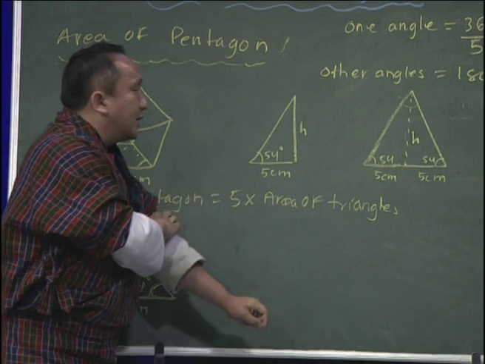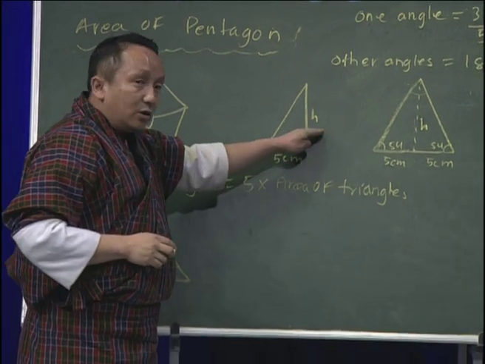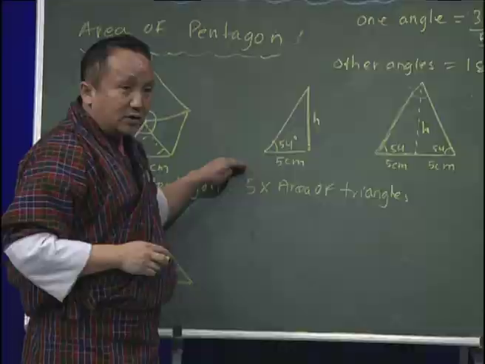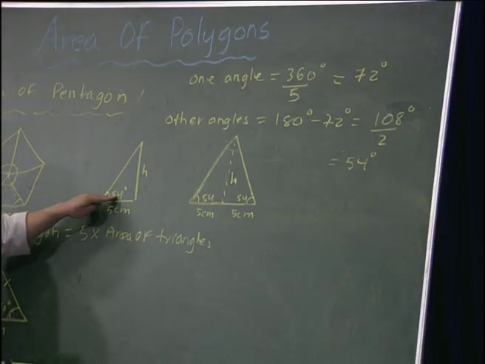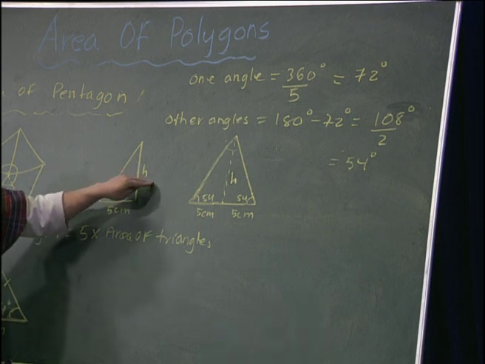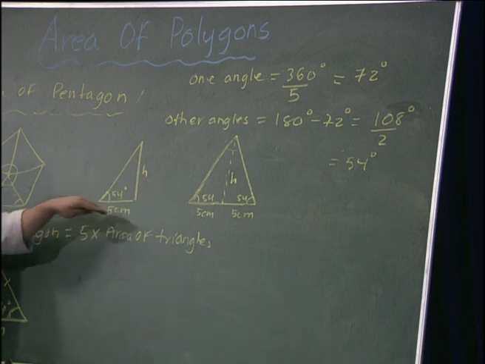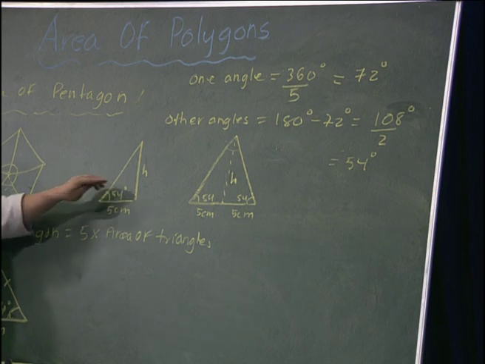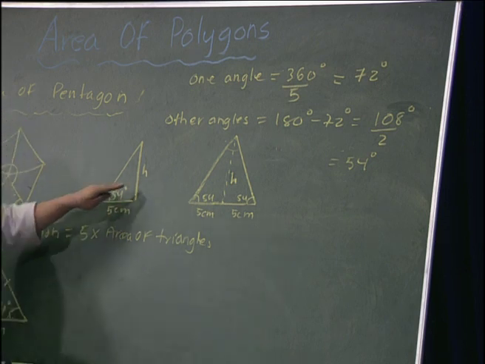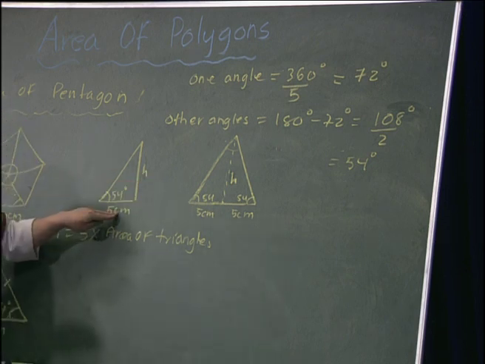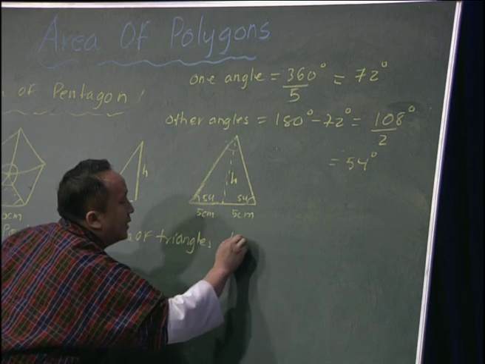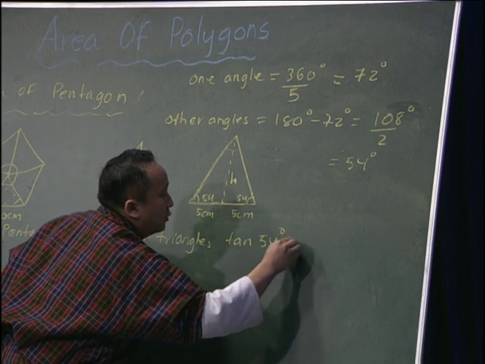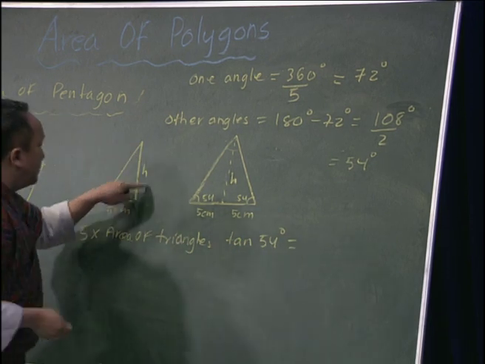In your previous class, you must have learned how to determine the height or the sides using the trigonometry ratio. Now we know that this angle is 54 degree. For 54 degree, h, the height, is the opposite side and 5 centimeter is the adjacent side. Opposite divided by adjacent side is the tangent. So you can use tan 54 and determine the height. Therefore, tan 54 degree equals opposite divided by adjacent side.